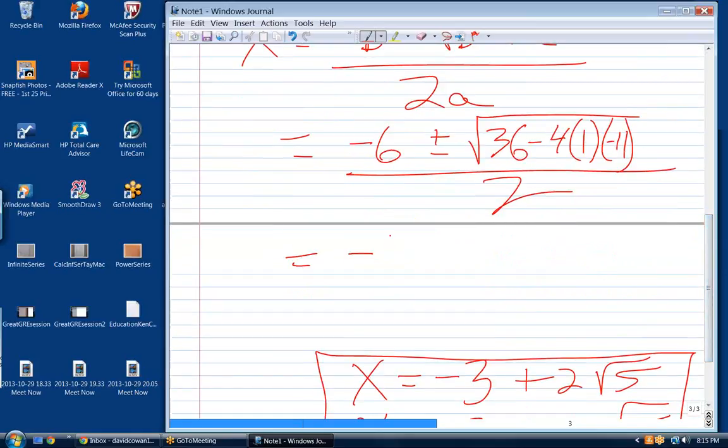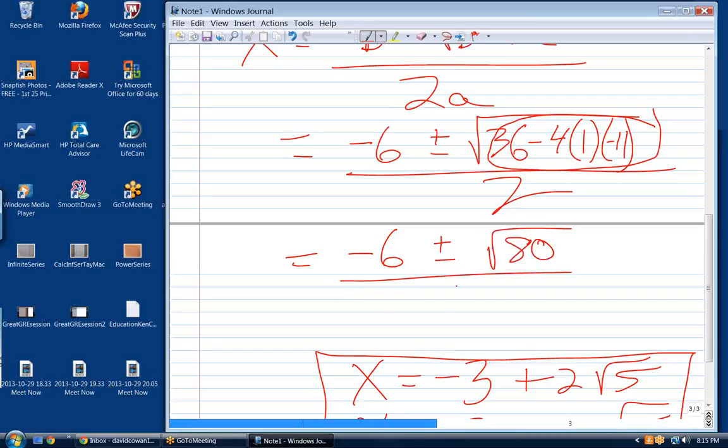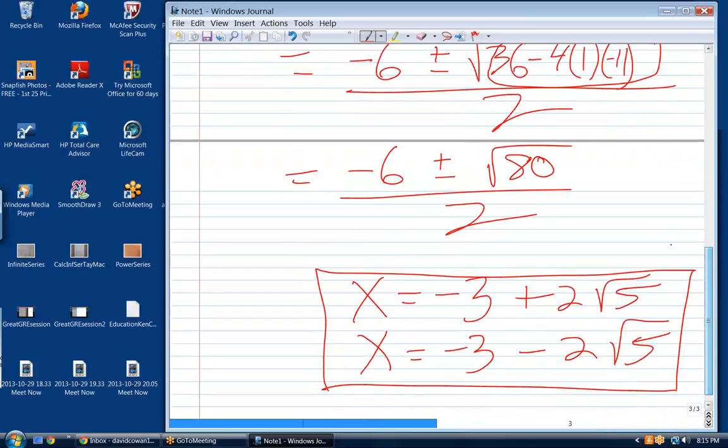If I go to solve this, I get minus 6 plus or minus the square root of 36 plus 44, which is the square root of 80, all over 2. Simplify this: the square root of 80 is 16 times 5, so I can replace the square root of 80 with 4 times root 5.